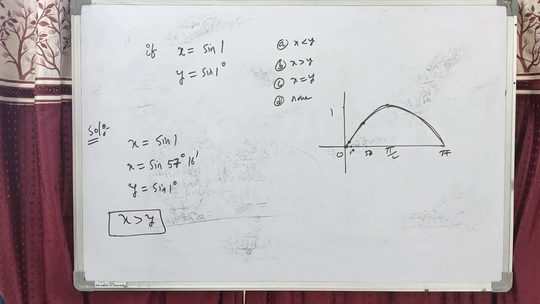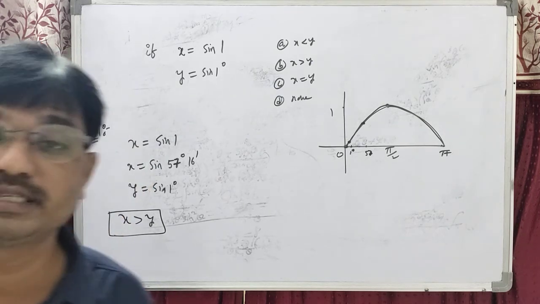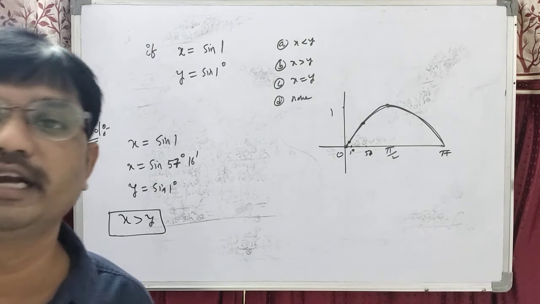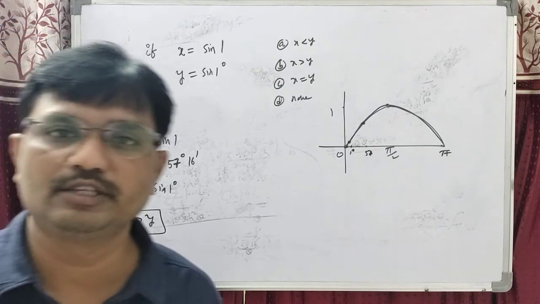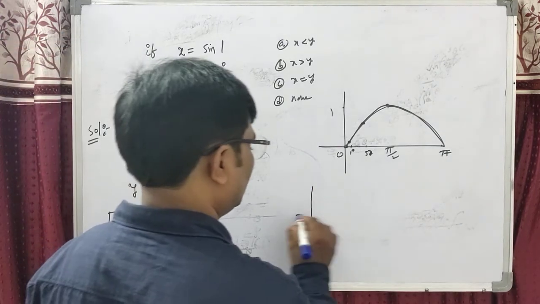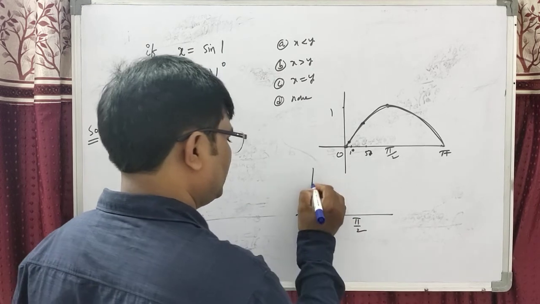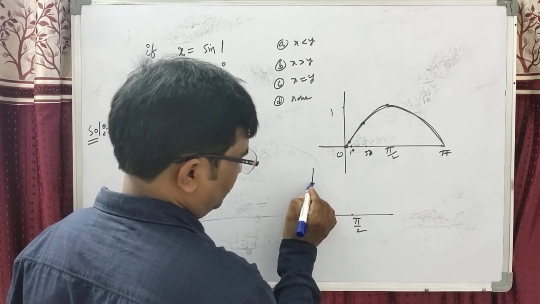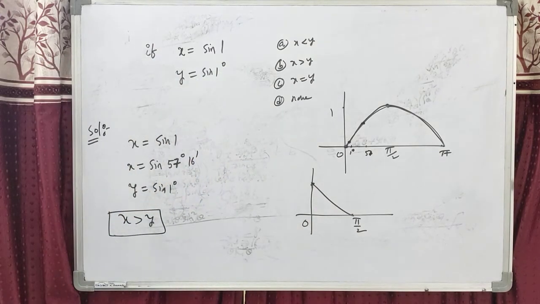Okay students, for suppose cos is there, undoubtedly x less than y, because cos is a decreasing function in the interval 0 to 90. We have to know that cos 90 value is 0, but cos 0 is 1. What is the graph in between? This is 0, this is 90. Cos 0 is 1, cos 90 is 0. This is the graph in between 0 to 90. Okay students, so this is the cos graph.